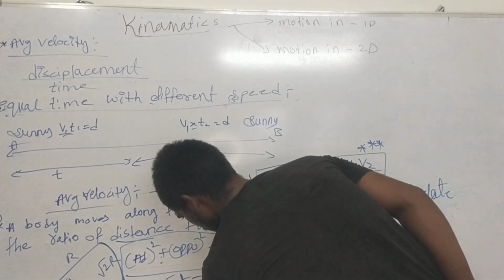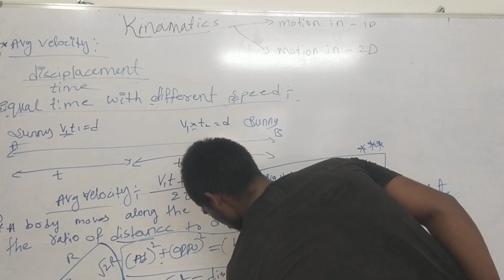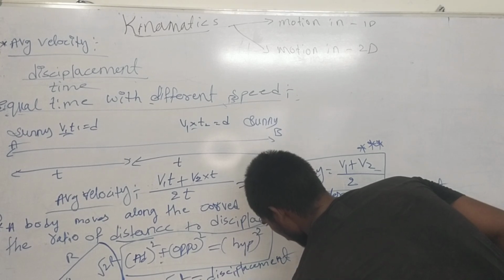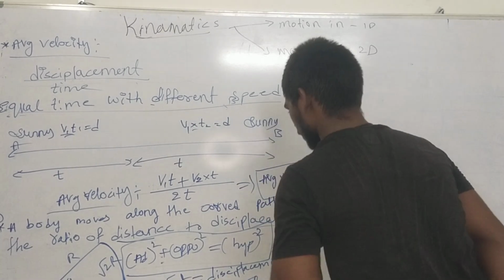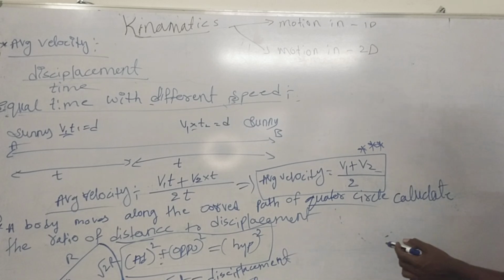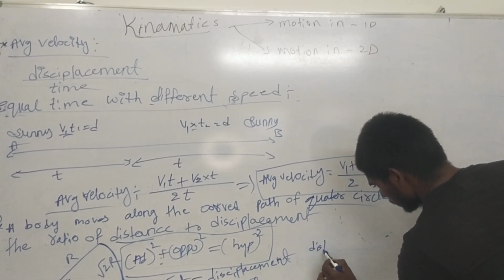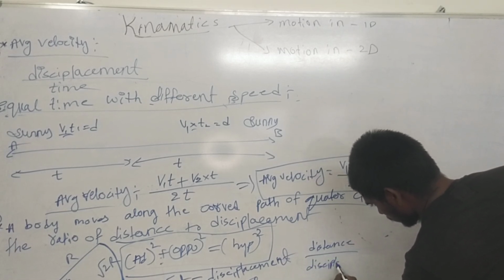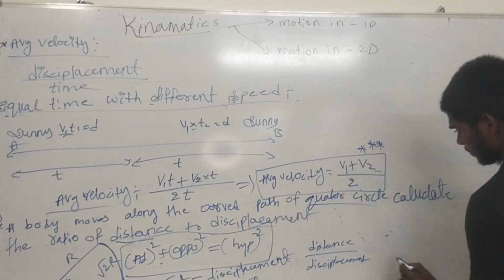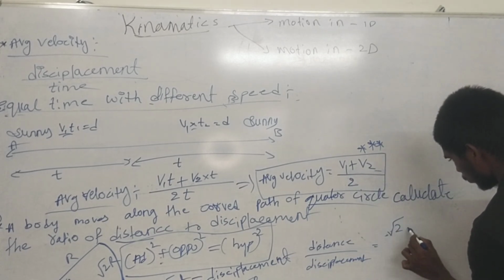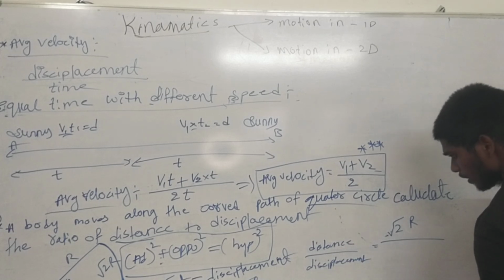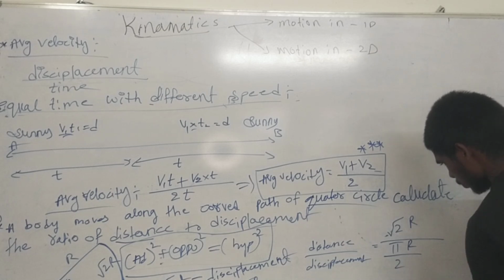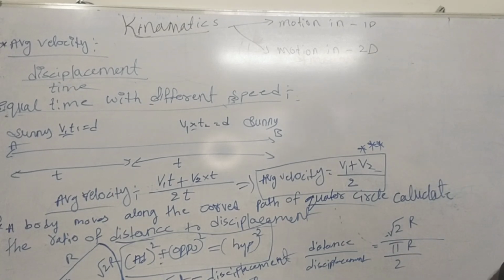अरे क्वार्टर सर्किल बोला है ना. Distance, not 2, pi r by 2. Pi r by 2. They are asking ratio, means distance by displacement. Distance by displacement: pi r by 2 divided by √2r.